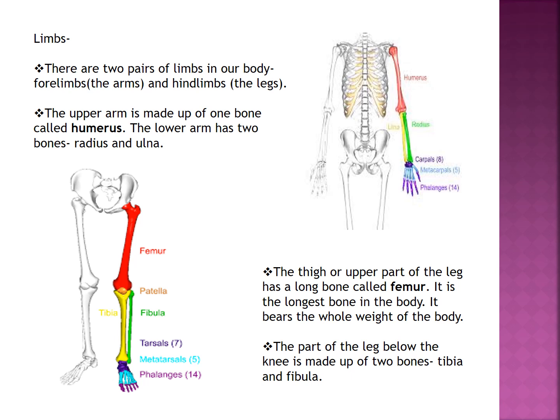The thigh or upper part of the leg has a long bone called femur, and you know this femur is the longest bone in our body. It bears the whole body weight. That is why it is also one of the strongest bones in our body. The part of the leg below the knee is made up of 2 bones, tibia and fibula. As you can see those bones in the picture given below.